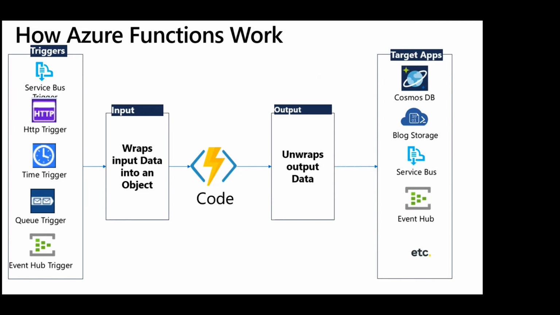Finally, what the function will do is it will do its job. Whatever code you've written, it will do its job, and it will unwrap the data again and pass it on to the target. And the target could be any, for example, you want to insert a record into Cosmos DB, Blob Storage, again Service Bus, Event Hub, additional.